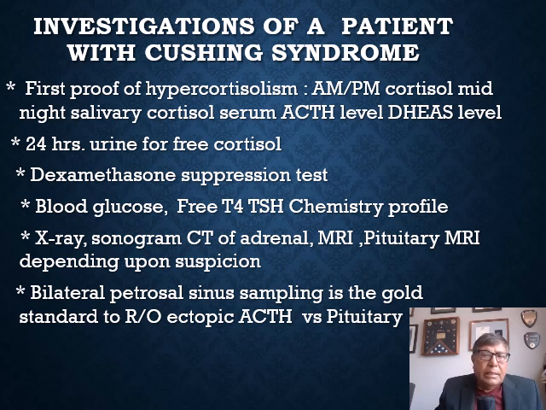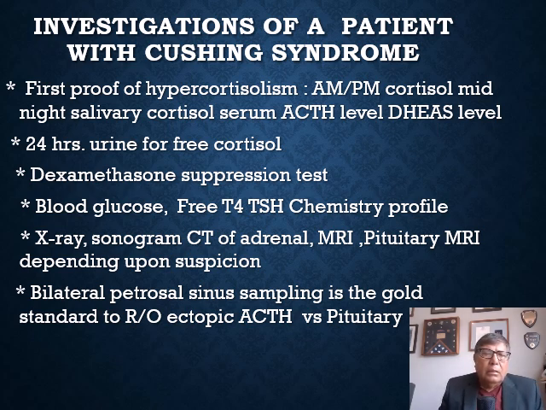Then again, dexamethasone suppression test. People know about that. It helps to see whether this will be of any help. If you check the blood sugar, blood glucose, it may be upper normal or clearly high. Free T4 and TSH ought to be done. As I have mentioned to you, hypothyroidism will present a very similar pattern of growth chart and also obesity.